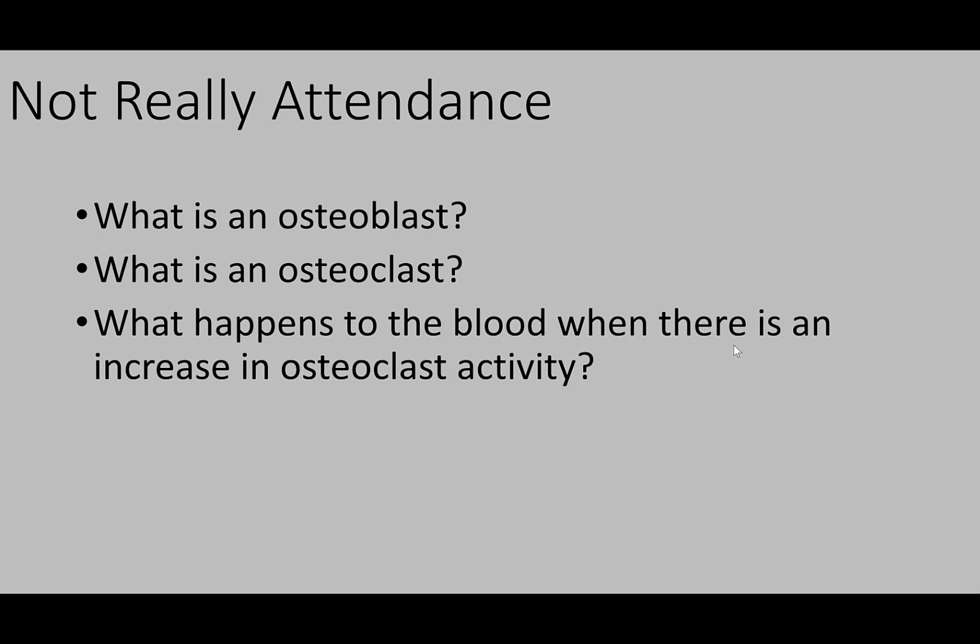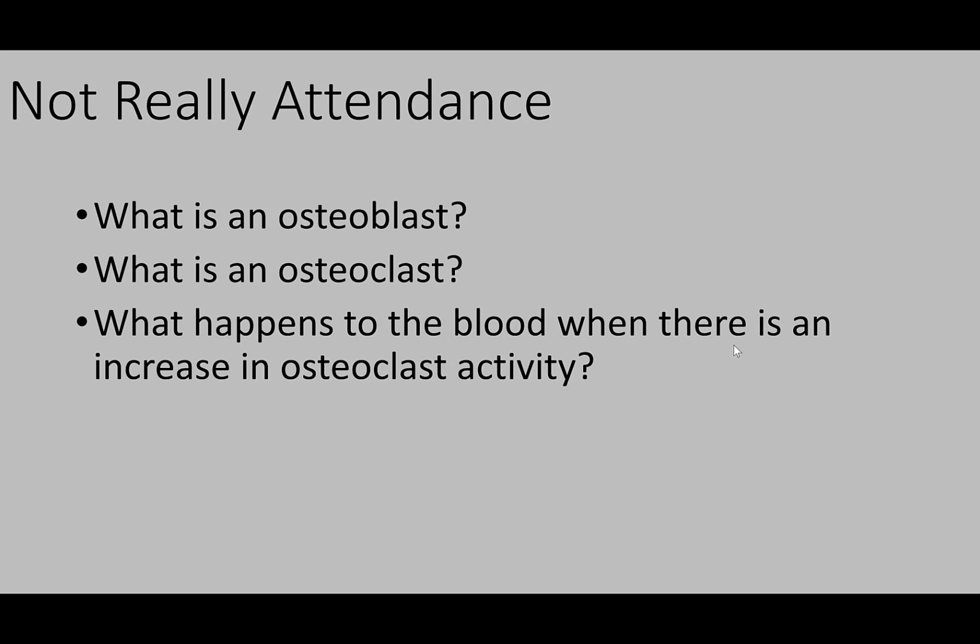And now, what happens to the blood when there's an increase in osteoclast activity? Well, if you're breaking bone down, all of the ingredients that bone was made from are going to be released. And when you think of bone, what is the first thing that you think of that it's made from? Calcium. So when osteoclast activity is increased, that calcium spills into the blood. So our blood calcium levels increase.